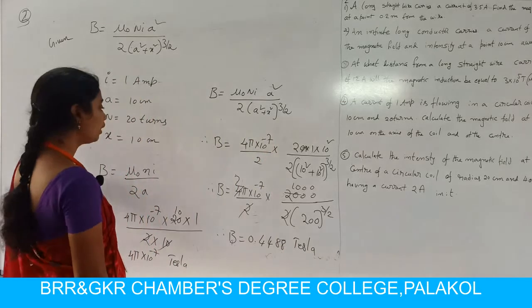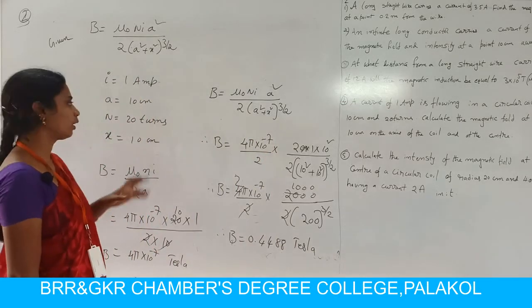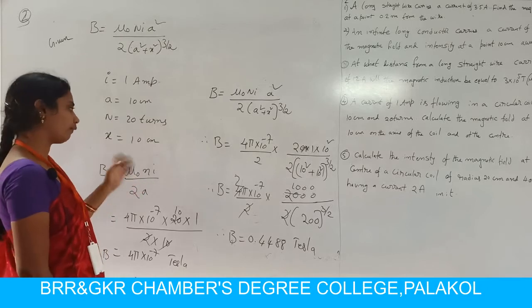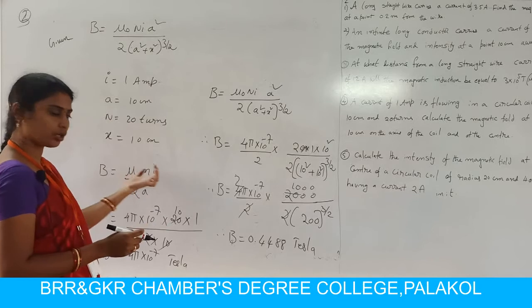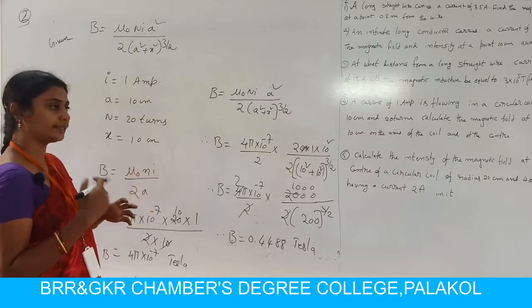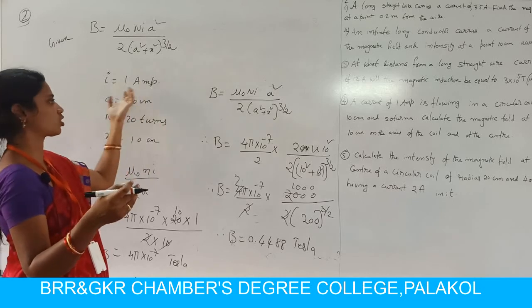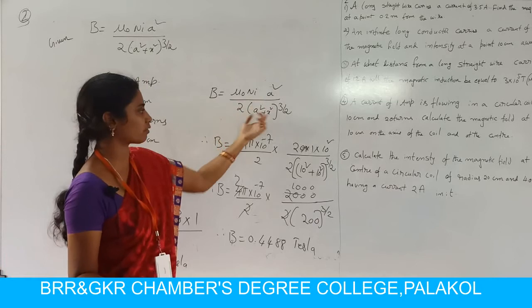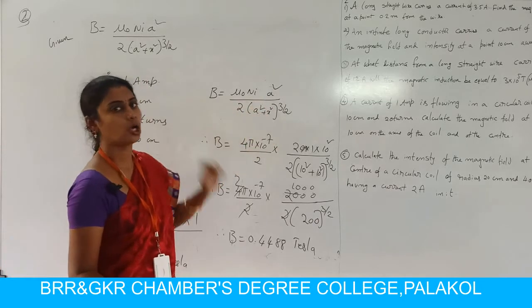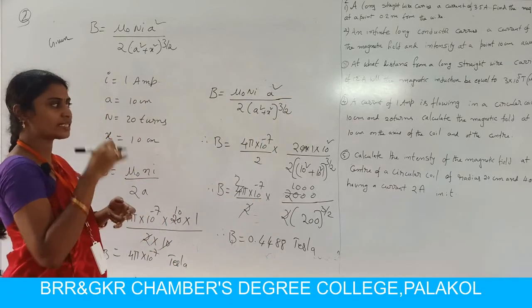Okay, this is our fourth problem. In the fourth problem we are doing two parts. First part is when the point is on the axis, then the formula is B equal to mu naught Ni by 2a. Another part is when the point lies at a distance of 10 centimeters away from the axis, then the formula is B equal to mu naught Ni a square by 2 into (a square plus x square) whole power 3 by 2. These are two problems given in a single problem.